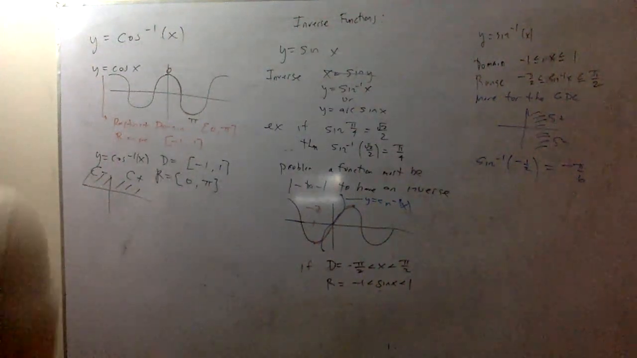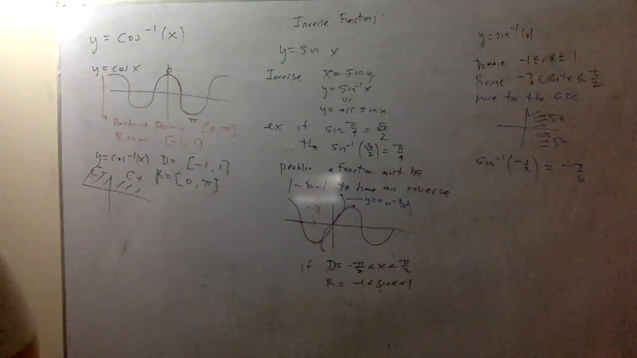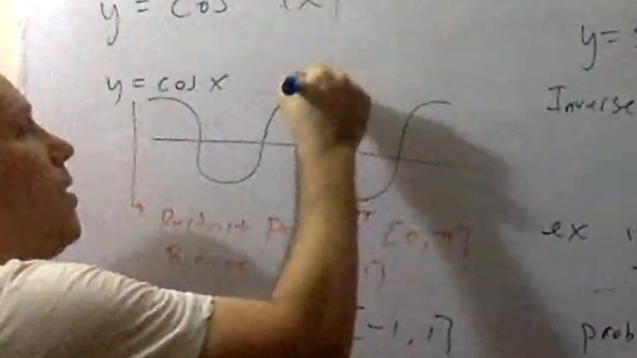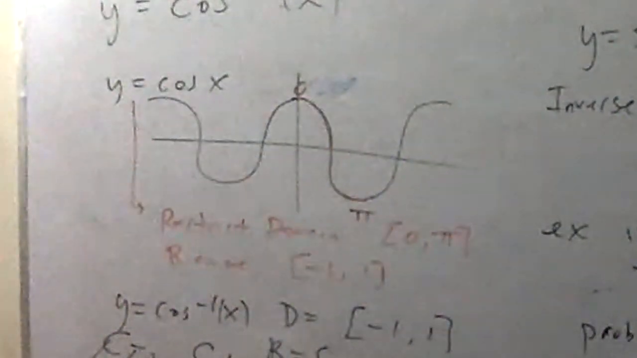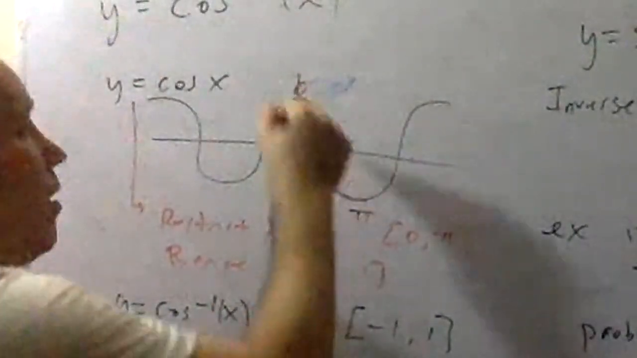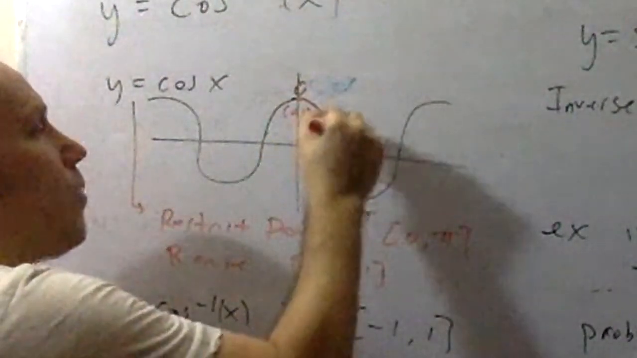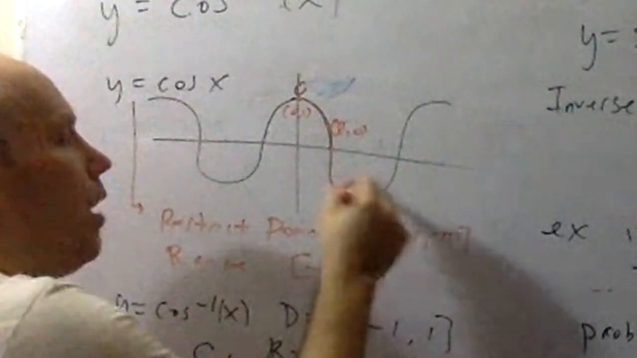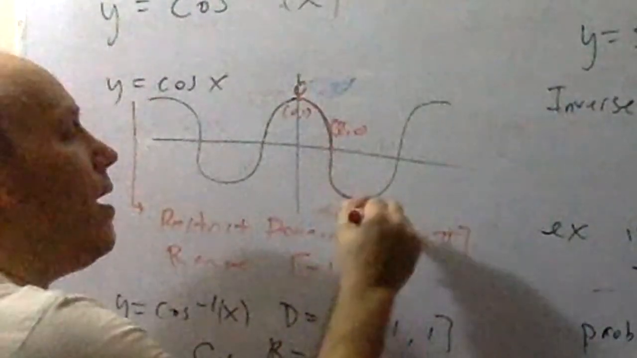And then let's take a look at the graph and let's see what's going on here. So what are a couple of points? This point is 0, 1. Sorry, let me do this in red, and then I'll do the inverse in blue. This point is pi over 2, 0. And this point down here is pi, negative 1.